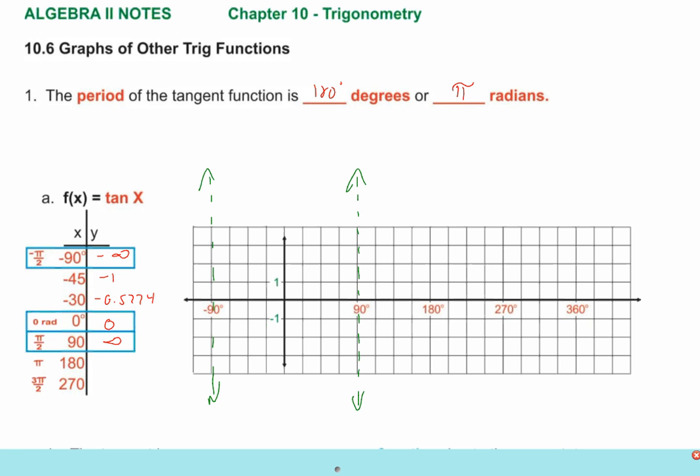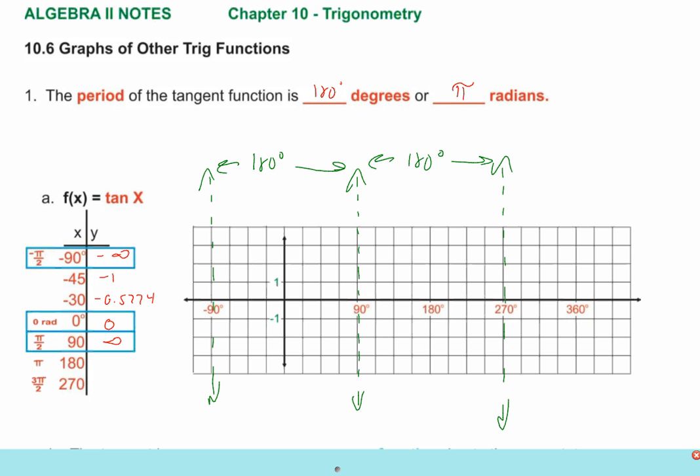The next one, if you want to put another one there, and you might as well, is 270. Do you see how we're going every 180 degrees? The point is there's 180 degrees between the asymptotes, the period of the wave. So the tangent's going to repeat every 180 degrees.